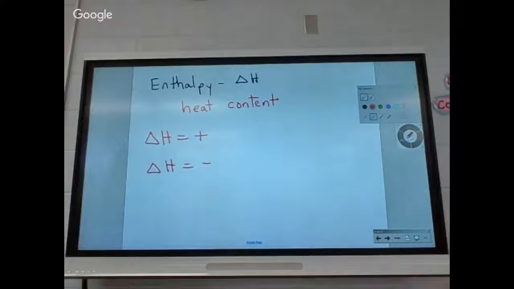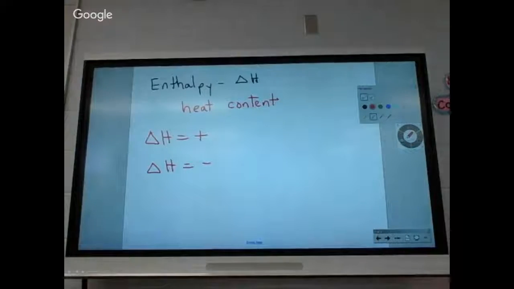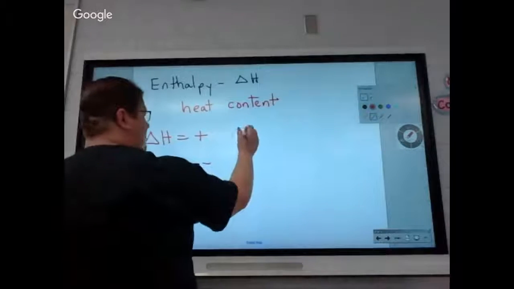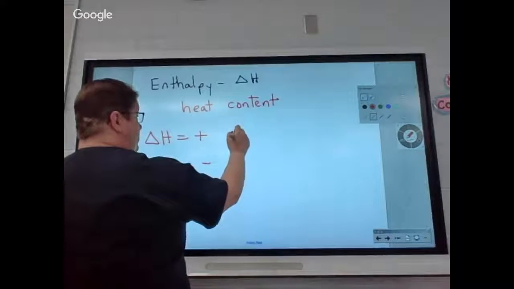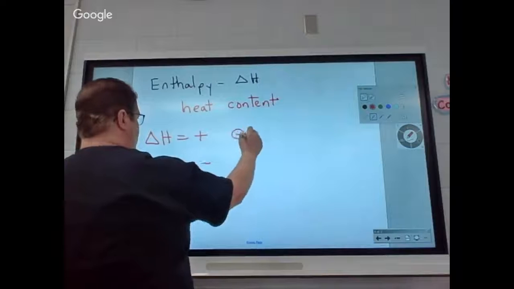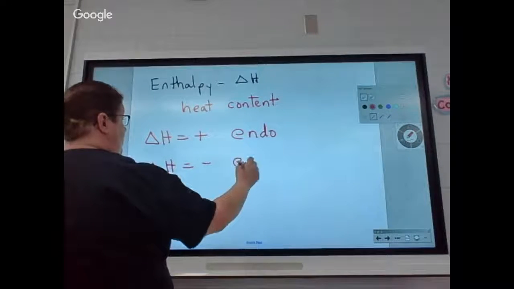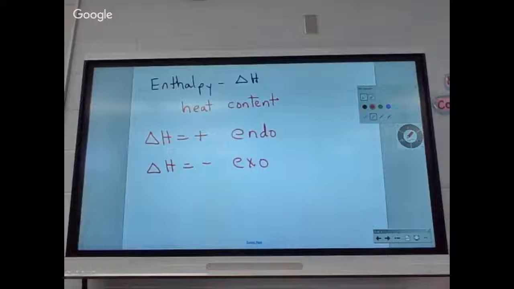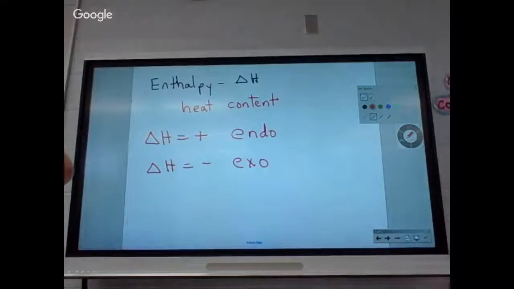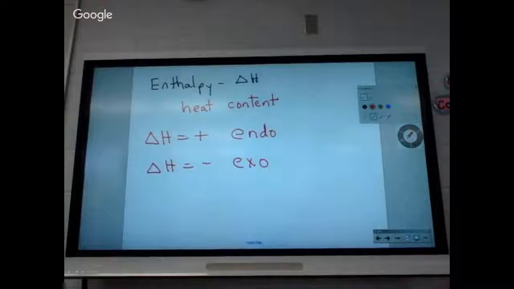All right, so we did this yesterday. Delta H can be positive or delta H can be negative. Now, if delta H is positive, we know that it's what? Endo. There you go. And if delta H is negative, it's what? Now, that's one piece that we learned yesterday. Now, we have to branch out slightly from this, back about a week ago now, when we did the phase changes.